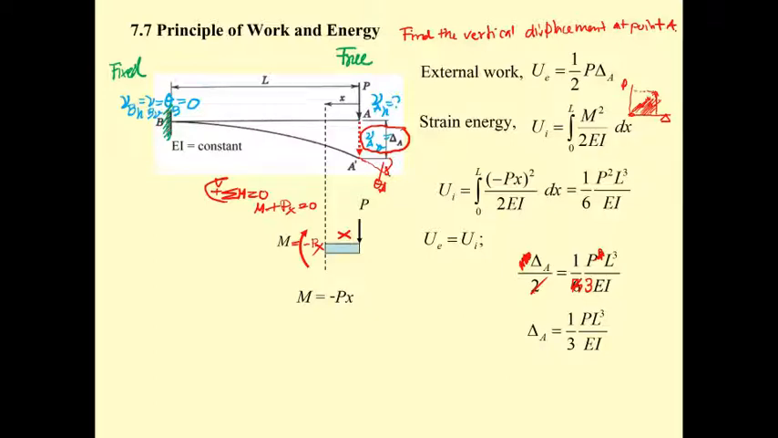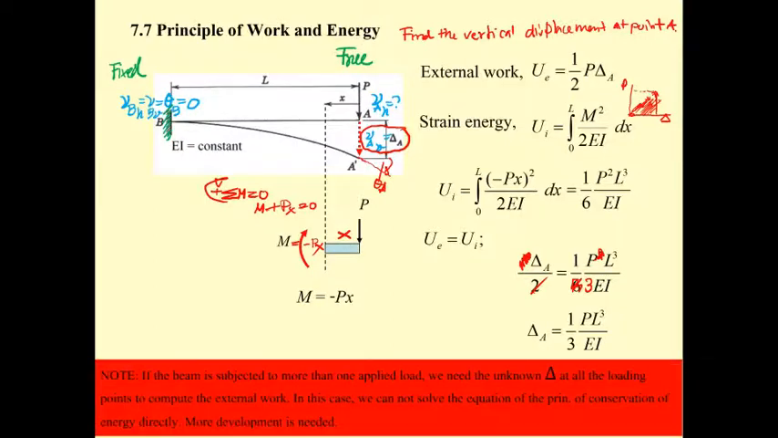We had a discussion about this before, from even the first one. We use the double integration method, and then we get this result. The problem is this seems easy to use, right? But if the beam is subjected to more than one load, if you have many loads, you are going to have many unknown deltas. You have 3 forces, you need to have 3 deltas.